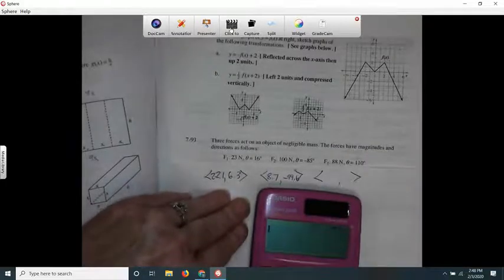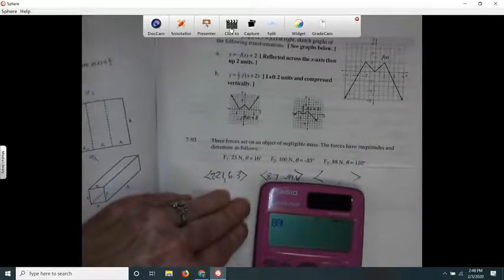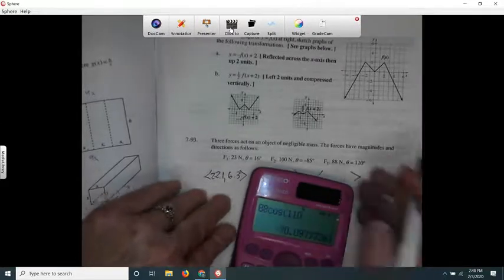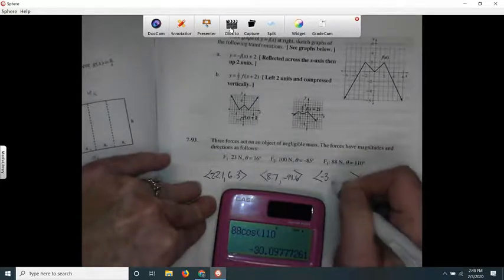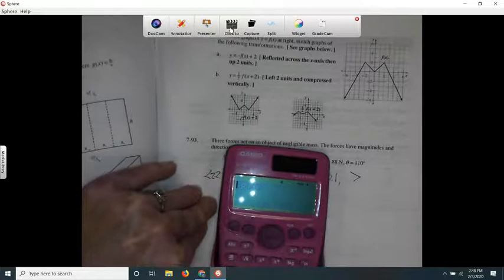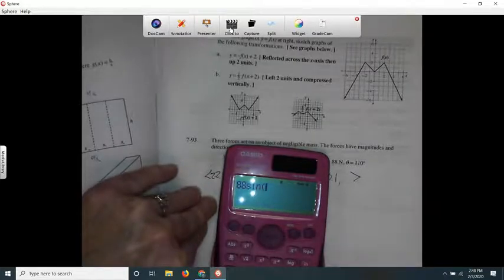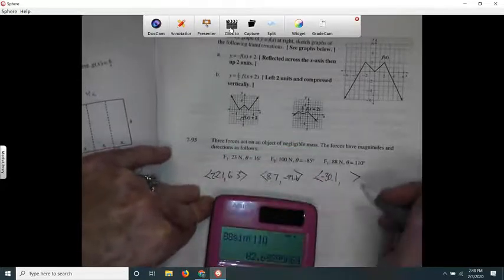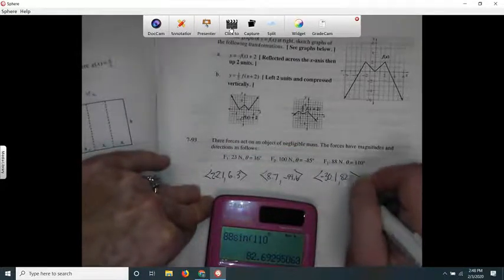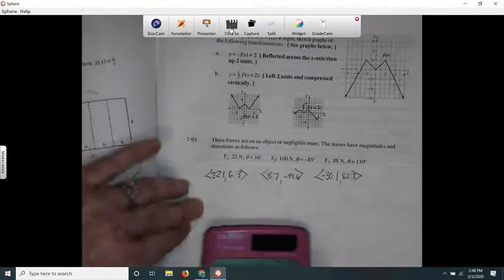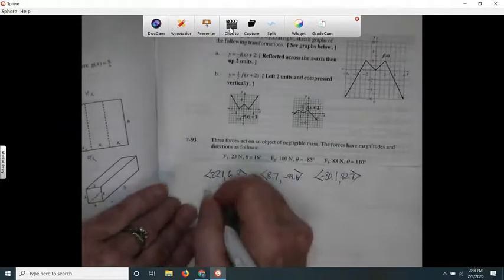Okay, so 88 cosine of 110, negative 30, and then 88 sine of 110 is 82.7, and then I'm just going to add them all up like this.